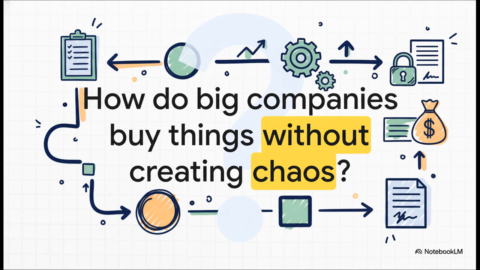You've got a company with, say, 10,000 employees. If every single one of them could just buy whatever they wanted, whenever they wanted, you'd have complete financial anarchy. How on earth do you control the budget? How do you stop people from buying the same thing twice? It's a massive challenge, and the solution is actually a really elegant, structured process.